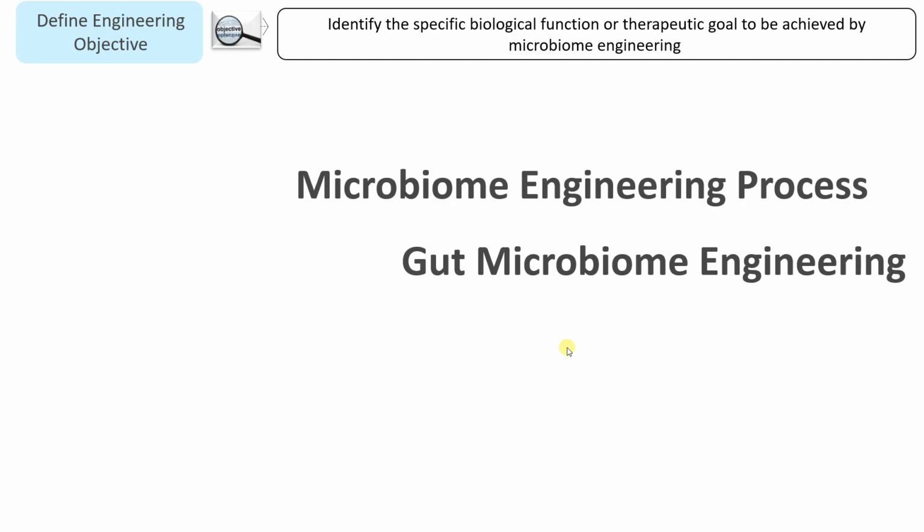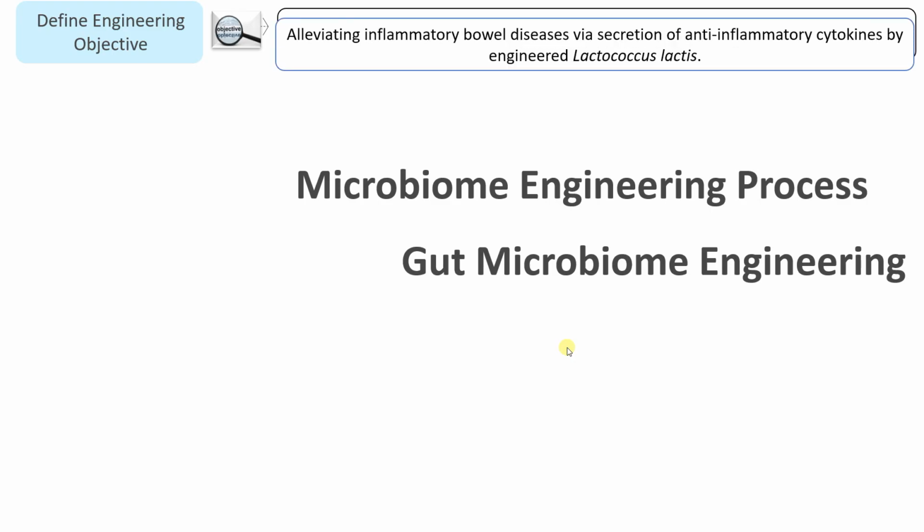Let us understand this with an example. Suppose we want to alleviate IBD or inflammatory bowel disease through secretion of anti-inflammatory cytokines by engineered Lactococcus lactis. E. coli and Lactococcus lactis are the common model gut bacteria isolated for engineering.